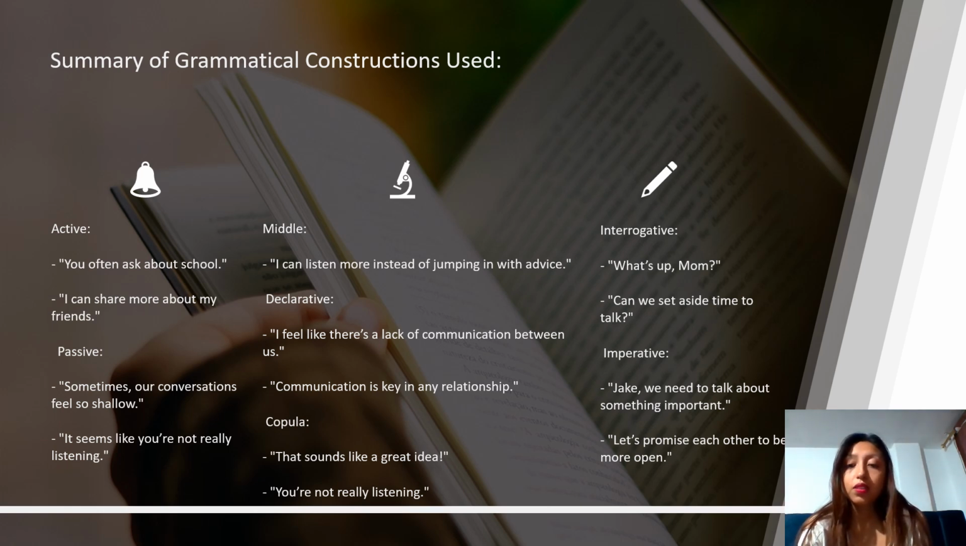And the last one is the imperative sentence. It gives a command, request, or instruction, and often omits the subject. For example, today we need to talk about something important, and let's promise each other to be more open.